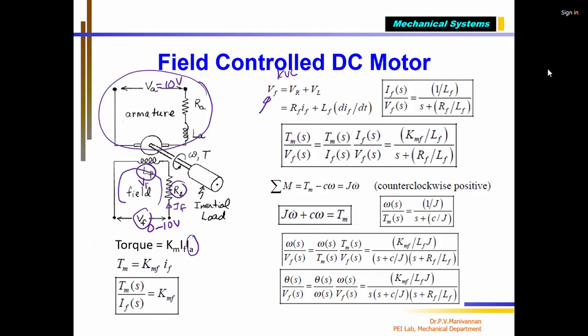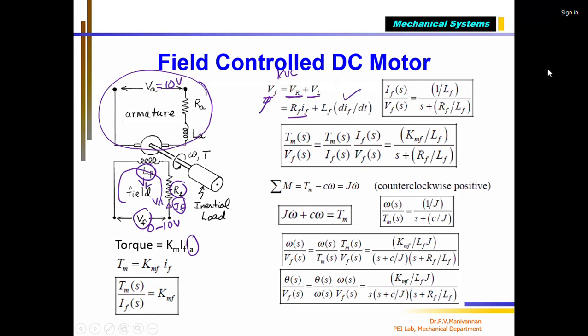Sorry, VL, and this I call VR. So the field voltage applied, which is the input, equals the voltage drop across the field resistance plus the voltage across the field inductance. So this can be written as RF into IF plus LF into d by dt of IF. IF is the current flowing here. Now this is the time domain equation.